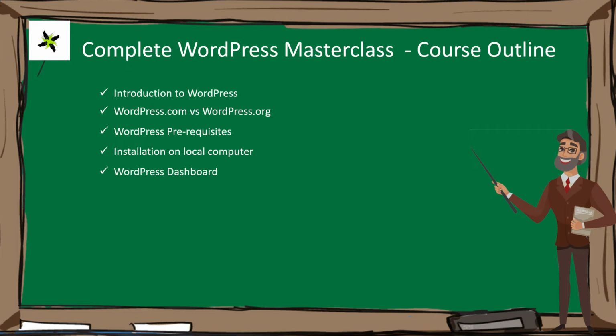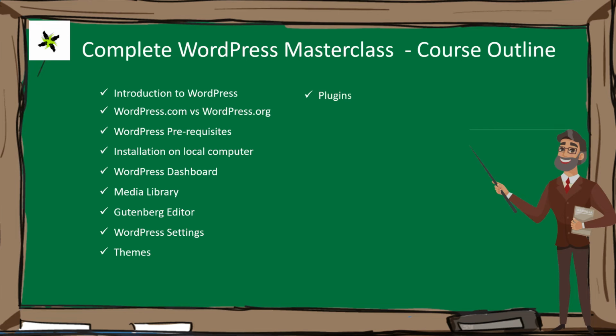Then we will explore the WordPress dashboard. We will see what is WordPress media library. Then we will see how to use this new Gutenberg editor. We will go through the basic WordPress settings like general settings, reading settings, writing settings, etc. We will also see what are WordPress themes.